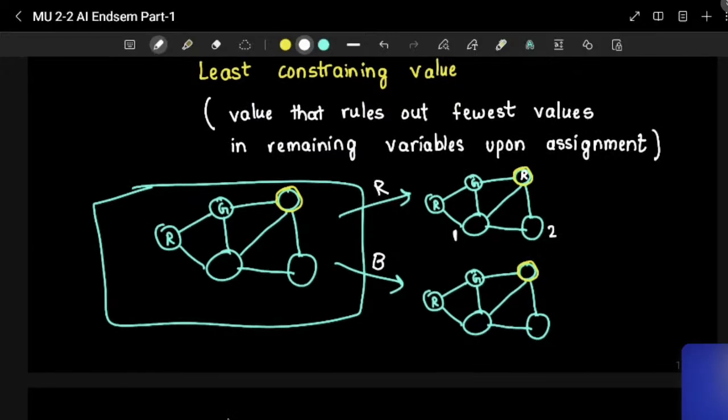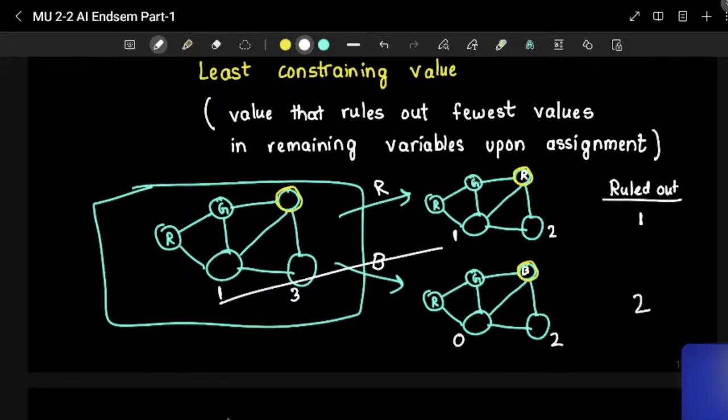In the other case, if I put B here, R, G, B, here I can't put anything, here 2. Initially here 1 is there, here 3 is there. So initially here I could put 1 value, here I could put 3 values. But if I put R here, here it still remains 1 value. Here I can put 2 values because here I can't put R. So 3 became 2. Here how many values did I rule out? Here I ruled out 1 value. Here I ruled out 2 values.